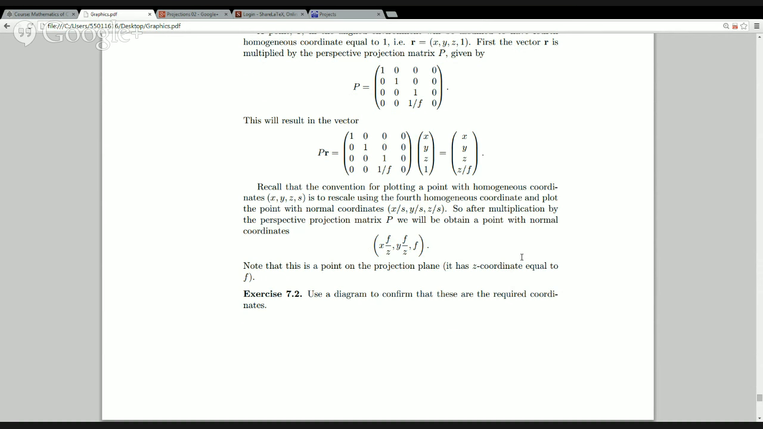Is that okay? Any questions about that? You can appreciate that it's not going to be too much of a task to implement that on the computer, because the individual steps simply mean multiplication by an appropriate matrix, and the matrix is specified once you specify the distance of the projection plane from the viewpoint. That's part of the setup of the situation. Then it's simply applying this rescaling convention to interpret homogeneous coordinates.